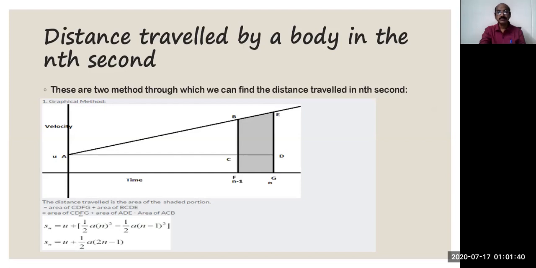So the distance traveled in the nth second, S nth, is equal to the distance traveled by the body in n seconds minus the distance traveled by the body in n minus 1 seconds. It is equal to u plus a by 2 into 2n minus 1, or Sn is equal to u plus a into n minus half.